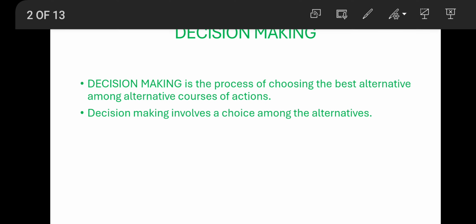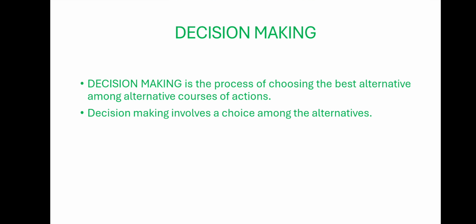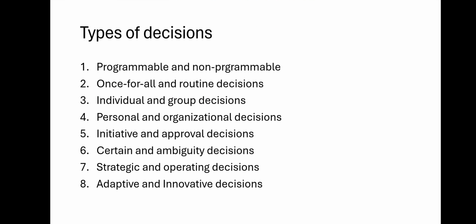What is decision making? Decision making is a process of choosing the best alternative among different alternative courses of action. So in decision making, there are different types of decisions: programmable and non-programmable decisions. Sometimes decisions may be programmable, sometimes not. Sometimes decisions are once-for-all decisions, sometimes they are taken on a routine basis.